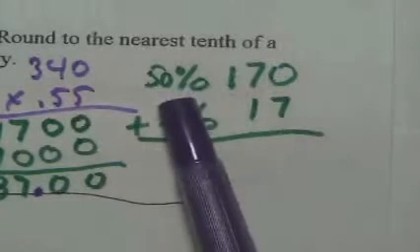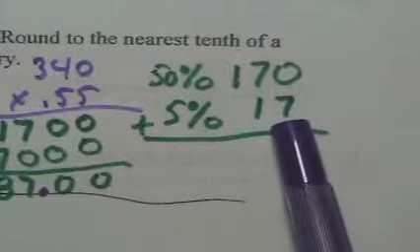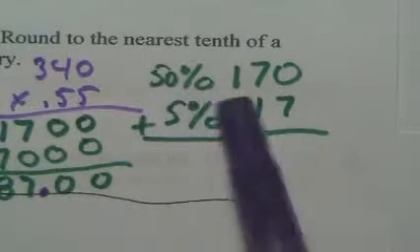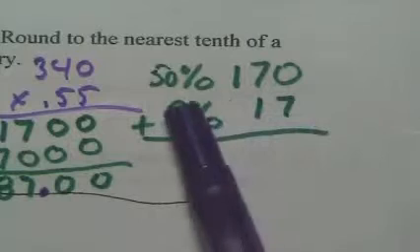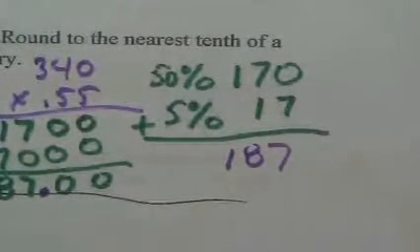By the way, half of 340 is 170, and 5% is 17. By the way, notice how I just moved the decimal over from 50 to 5. And so what's that? That's also 187. So either way, it works out.